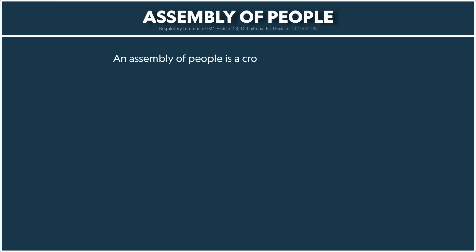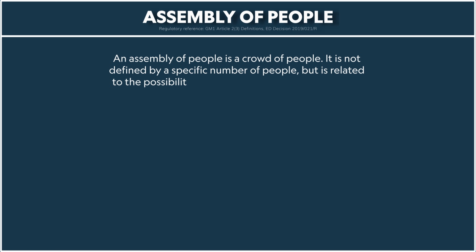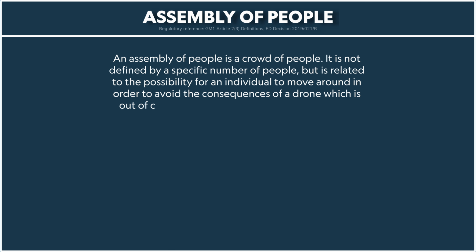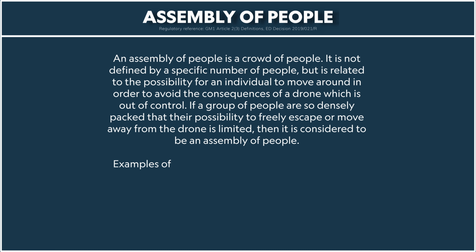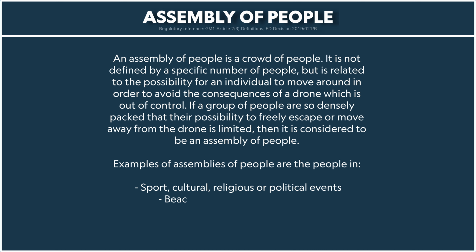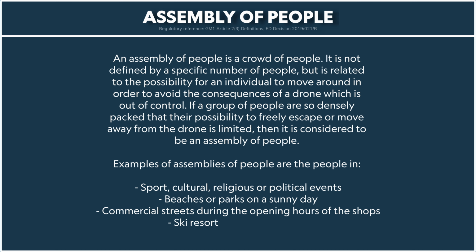An assembly of people is a crowd of people, but is not exactly defined by a specific number of people, but is related to the possibility of people to escape in case of any danger from a drone. For example, if a drone is going to fail and drop from the sky, they need to have an easy possibility of escaping from that drone. There could be people on a busy day in the park or on the beach. There could be people in a commercial street during the opening hours of the shops. Could be on ski resort tracks. Could be at any event. An exact description from EASA you can see on the screen.